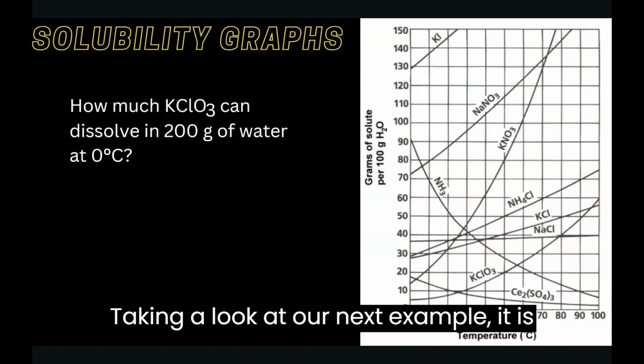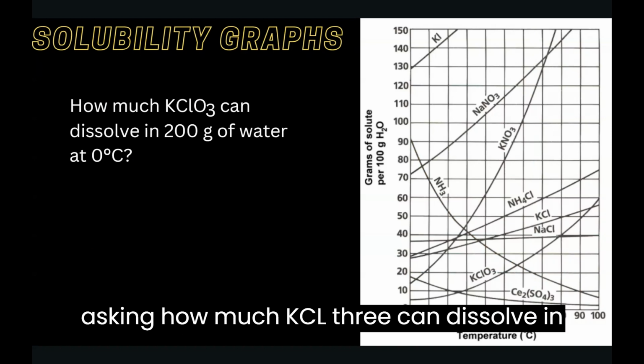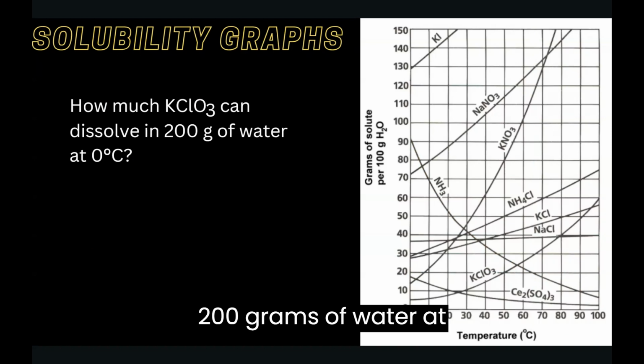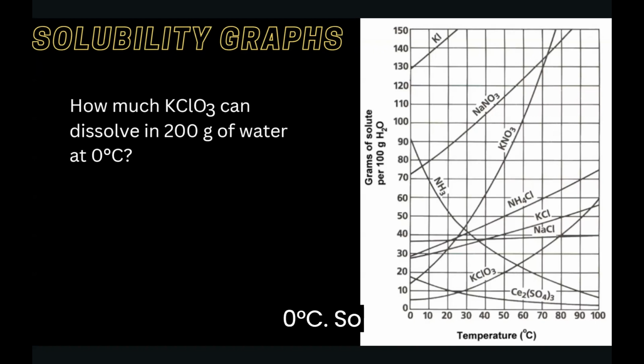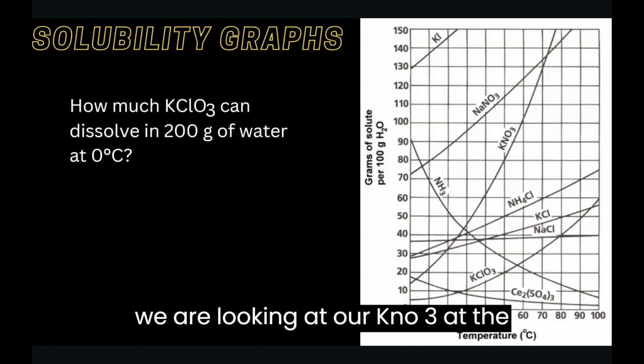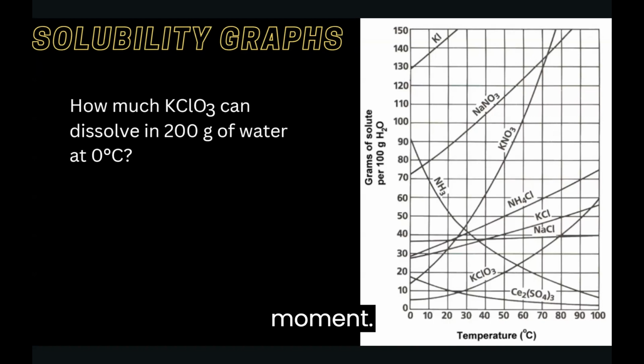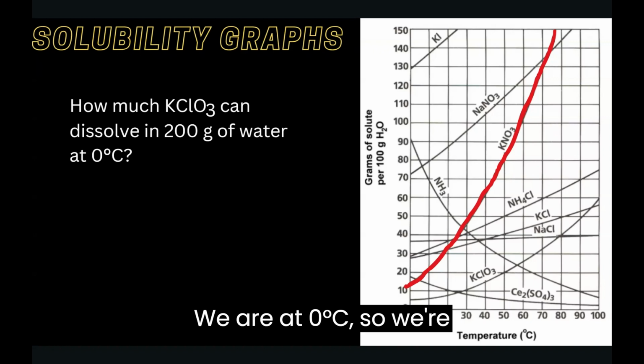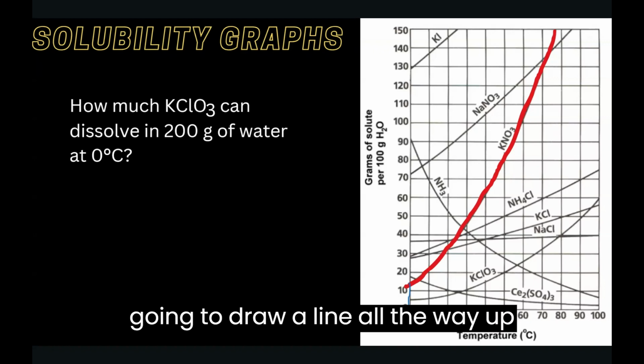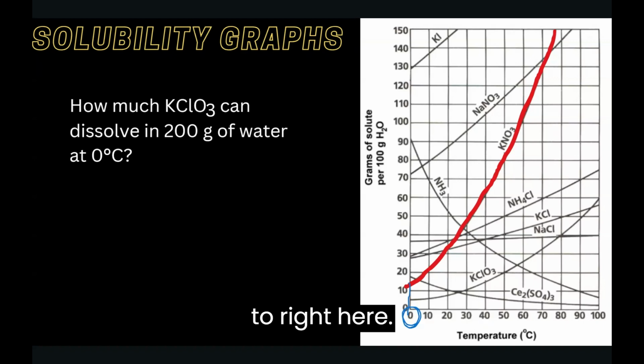Taking a look at our next example, it is asking how much KClO3 can dissolve in 200 grams of water at 0 degrees Celsius. So we are looking at our KNO3 at the moment. We are at 0 degrees Celsius, so we're going to draw a line all the way up to right here.